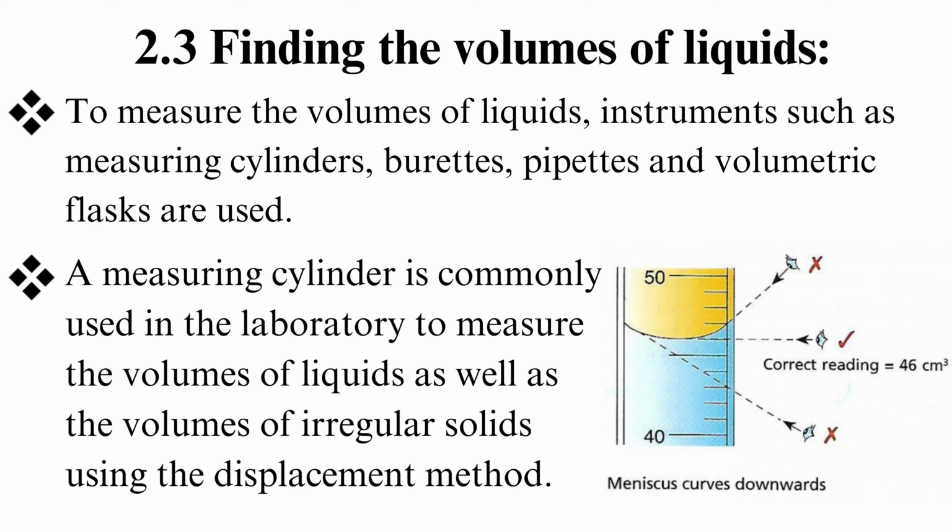In the figure, you can see the meniscus curves downward. So there are two eye positions. The one from above is wrong, and from the lower side it is also wrong, but the reading should be taken exactly from the center. That is the correct reading, which is equal to 46 cubic centimeters.